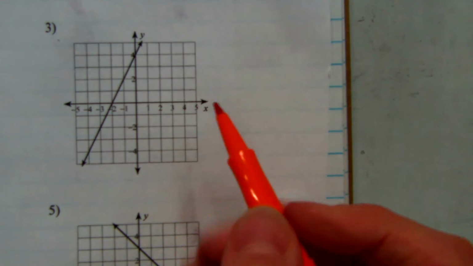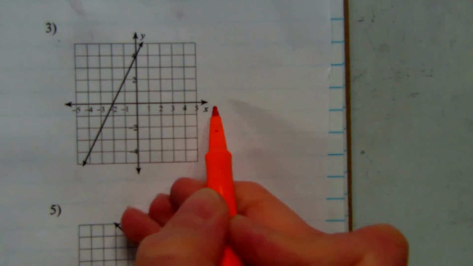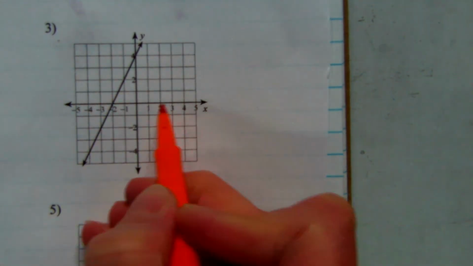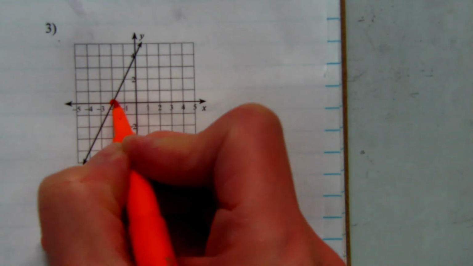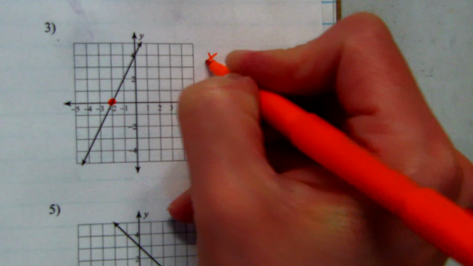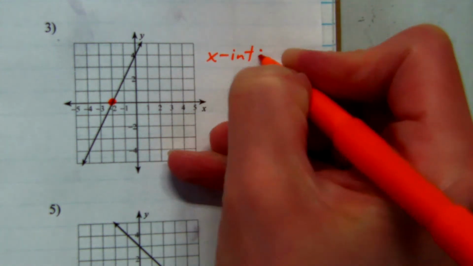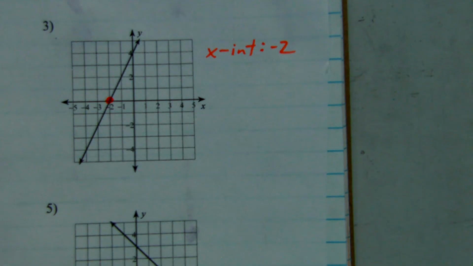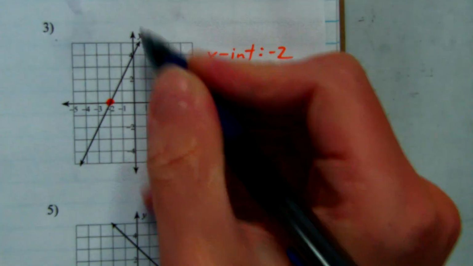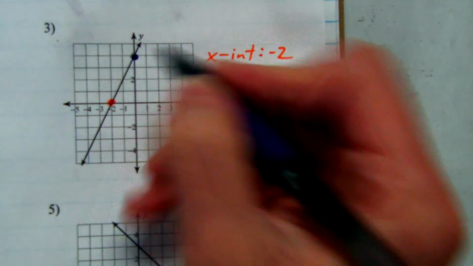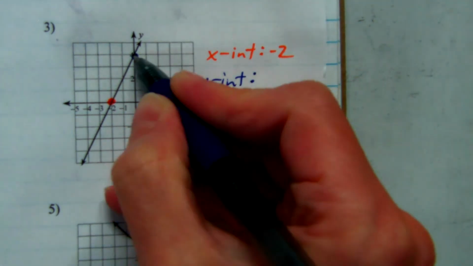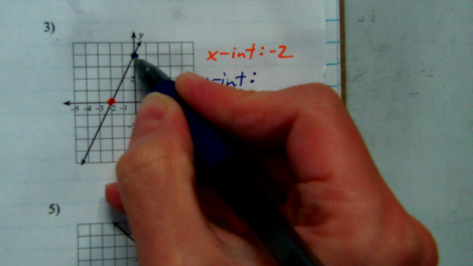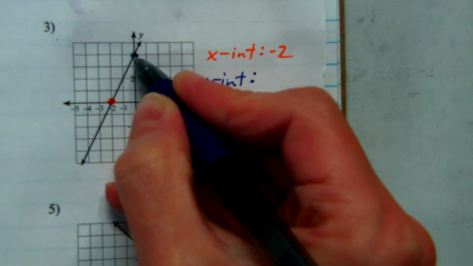All right, so the x-intercept is where it crosses the x-axis. So I'm going to go on the x-axis back and forth and find the point where it crosses. It crosses right here at -2. So I'm going to say the x-intercept is at -2. And then I'm going to go up on the y-axis and find out where it crosses. Where does it cross the y-axis? Can you guys tell me?